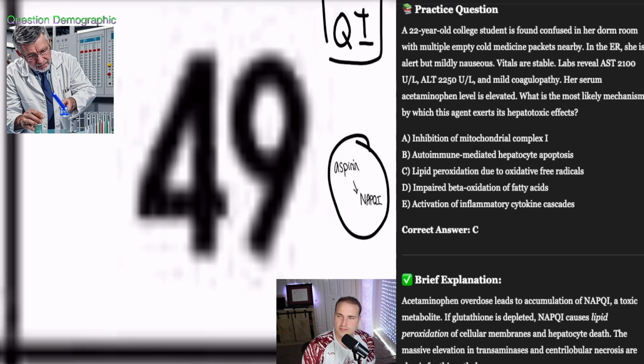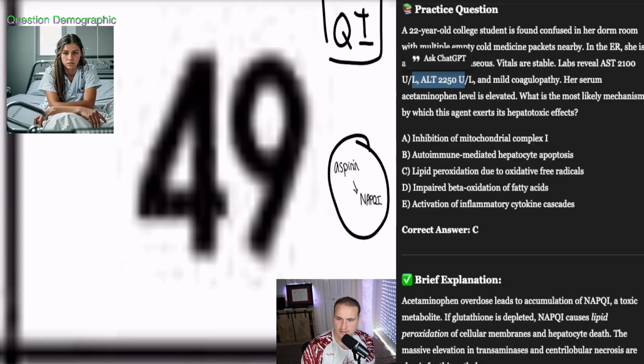All right, so here we have a 22-year-old college student who is confused in her dorm room, multiple empty cold medications nearby. Vitals are stable, but look at that, 2,100 AST, ALT 2,250. What's the mechanism of this hepatotoxic effect? It is lipid peroxidation due to the oxidative free radicals.